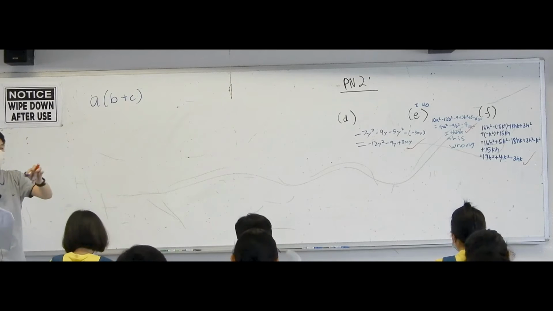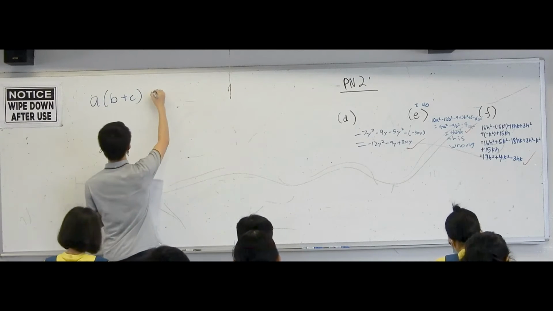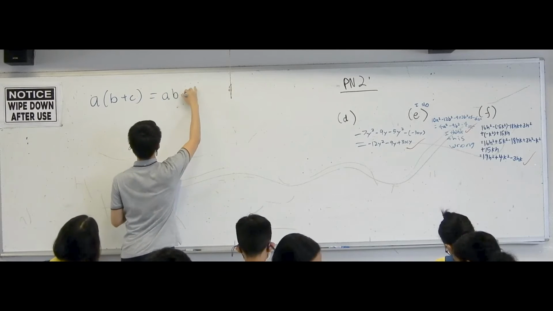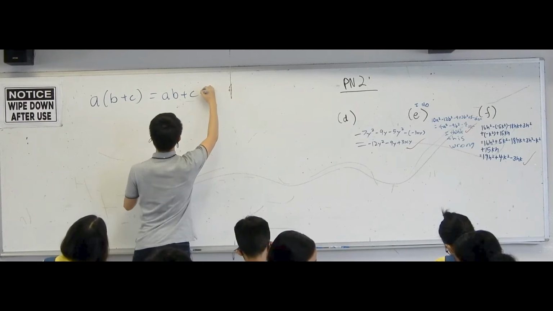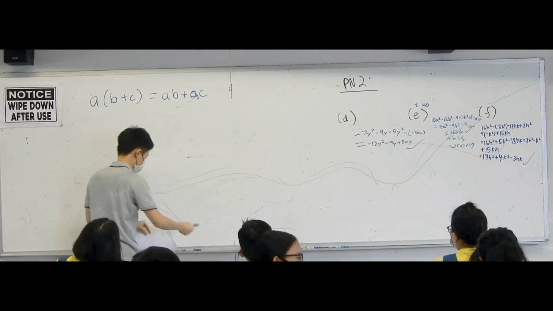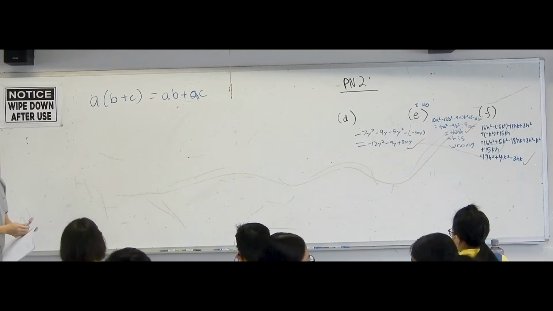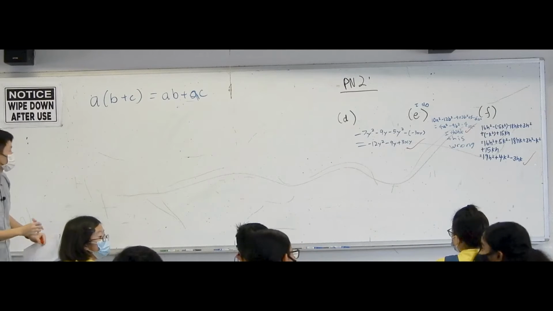Expanding would mean that I want to remove the brackets. Okay? And in secondary 1, we learned that this is A(B plus C), now AB plus AC. Okay, so now why is this AB plus AC?